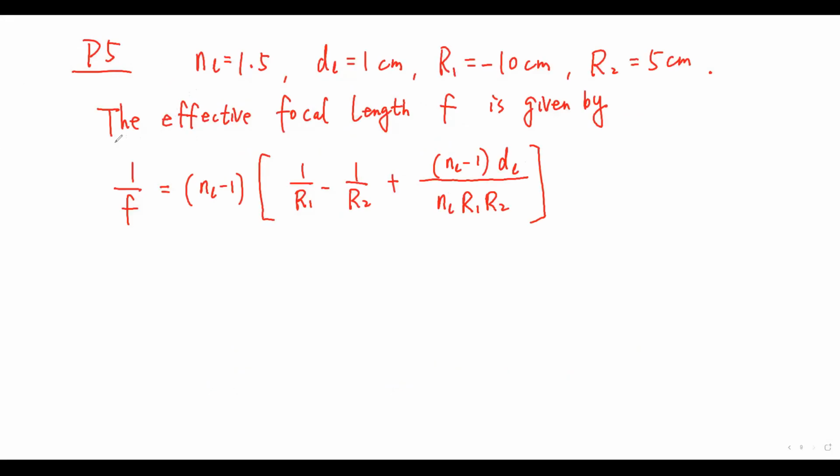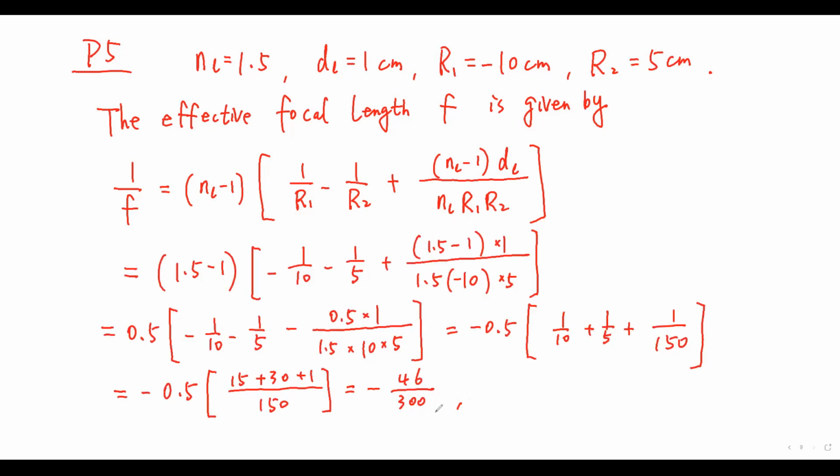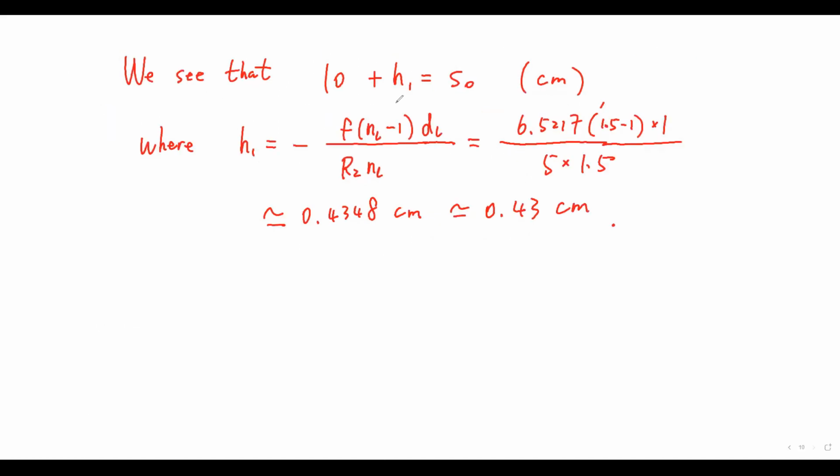Problem 5. The effective focal length f is given by this formula. This equals this one. So we obtain the effective focal length f equals this one. We see that SO is given by 10 plus H1, where H1 is given by this formula, equals this one. So we obtain SO equals this one.